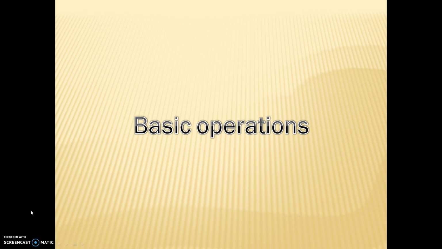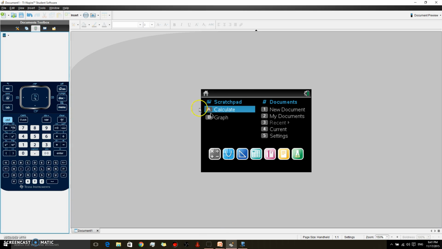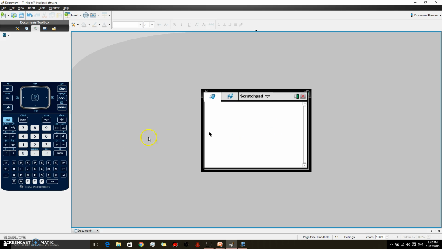So the first thing we'll be going over are basic operations. When you first turn on a GDC, you should come to a home page like this. You can use all these buttons to navigate, the side arrow buttons, and you've got escape to go back, and you've got your on button here, and to turn off, press control and on, so that way you can use this blue word here called off. You click A to go to calculate, which takes you to your calculator.